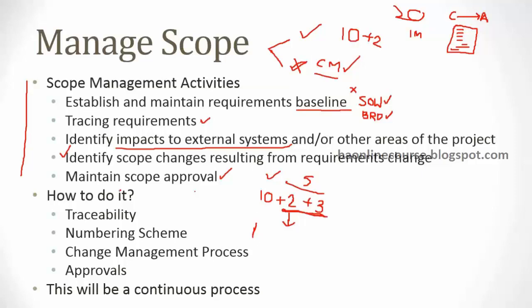What are the ways in which you could manage the scope? You say, you should baseline your documents, you should get your approvals, should trace your requirements, you should enforce a change management process. So you can talk broadly about these topics, right? So that's one question. There could be specific questions, like what is traceability, or explain to me the change management process, right?